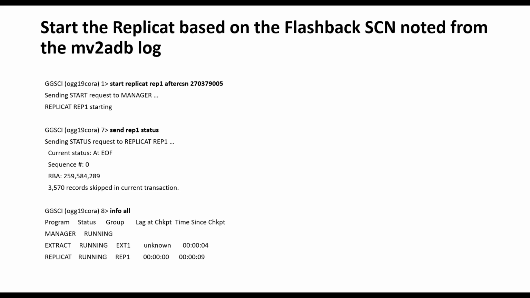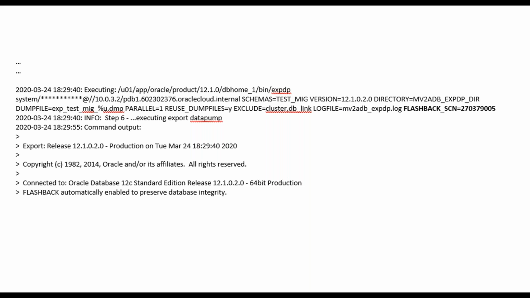Once the import has been completed and the MV2ADB auto command completes, I go to the log, verify everything is fine, and then I can start the Replicat on the target with the command start Replicat after SCN, and the SCN number is basically what was generated by the Flashback SCN. You can see it here.